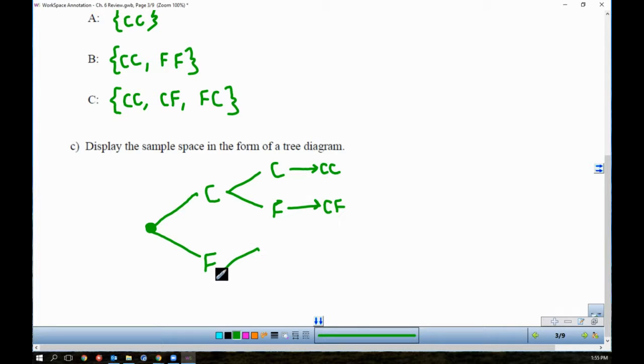Okay, if I split off from F, what are my options? C and F. So again, that would be FC. This one would be the outcome FF. So, does number 5 make sense now, Will? Good. Okay, is there any other y'all want us to jump to? 6, okay? We'll go to 6.